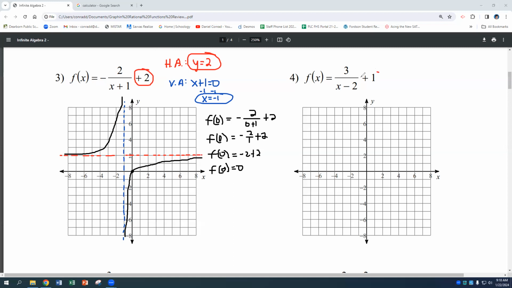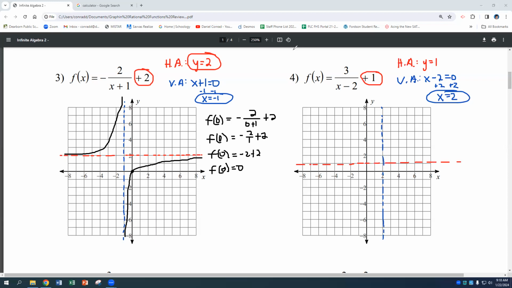Okay, over here, horizontal asymptote is y equals 1. Vertical asymptote, we have to do x minus 2 equals 0, which means when I add 2 to both sides, my vertical asymptote is x equals 2. So vertical at x equals 2. Horizontal at y equals 1.